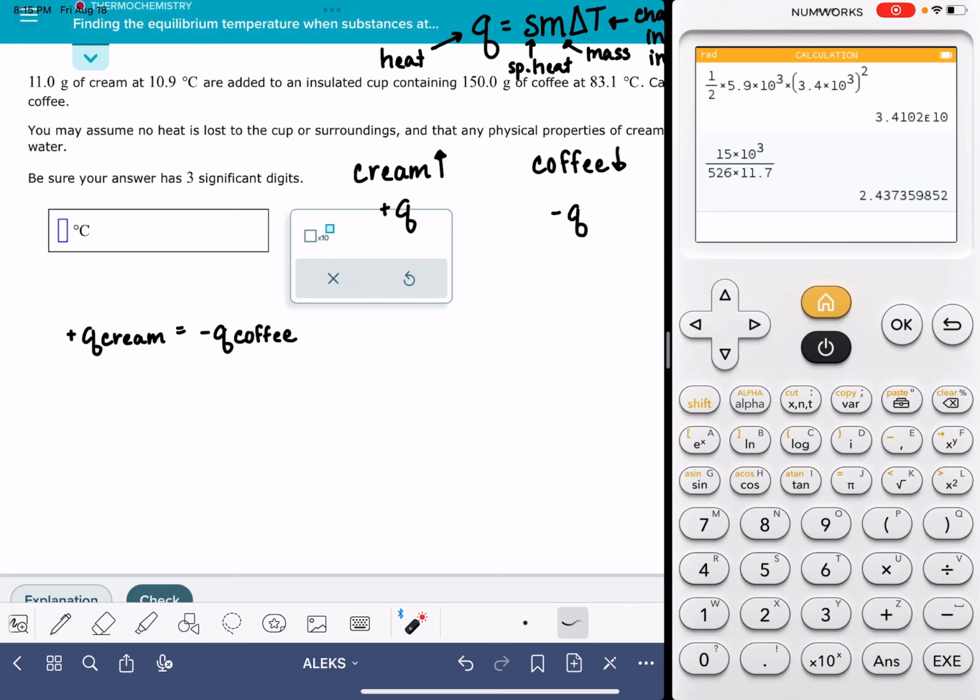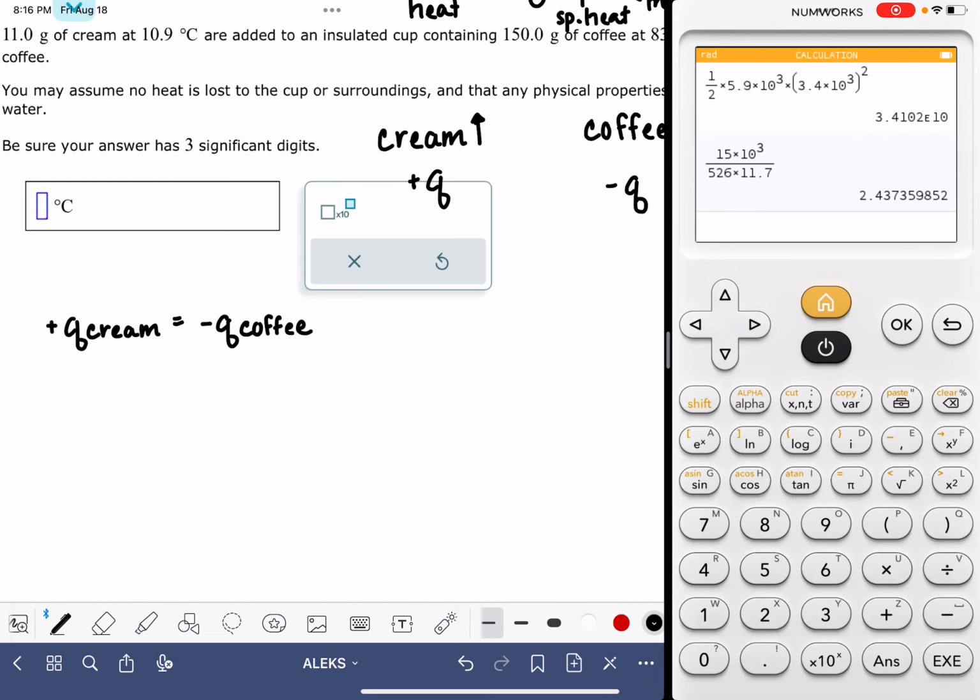So what we're going to do next is take this equation right here, and instead of using Q, we're going to use SmΔT in place of Q. So that means my specific heat for the cream, this is going to get kind of lengthy, times the mass of the cream, times the temperature change for the cream. This would take up less space if my objects started with different letters and I could just use a single letter abbreviation. That is going to be equal to negative, don't forget the negative sign, the specific heat of the coffee times the mass of the coffee times the temperature change for the coffee.